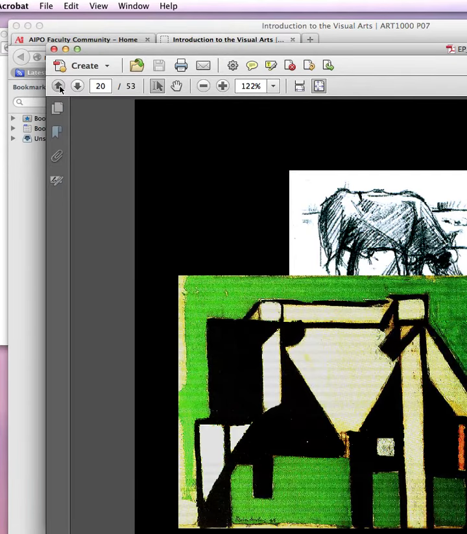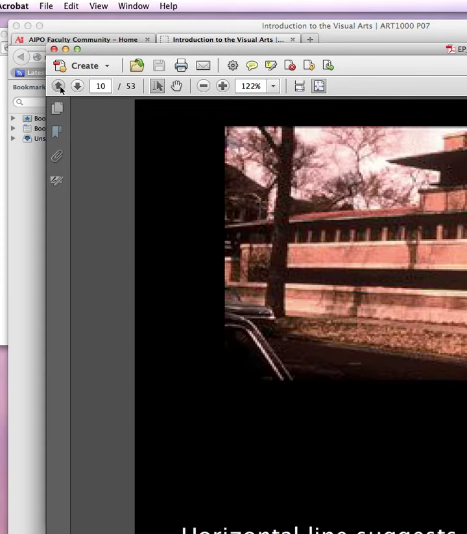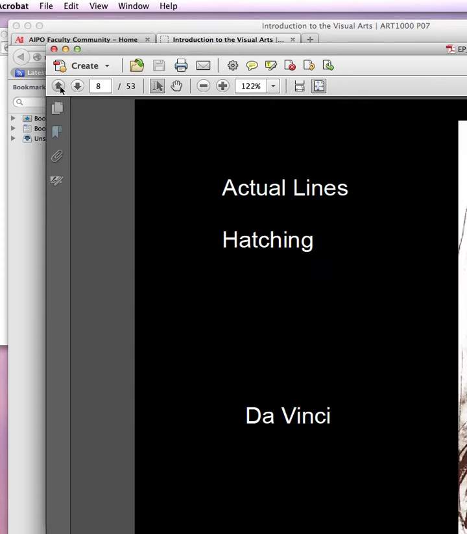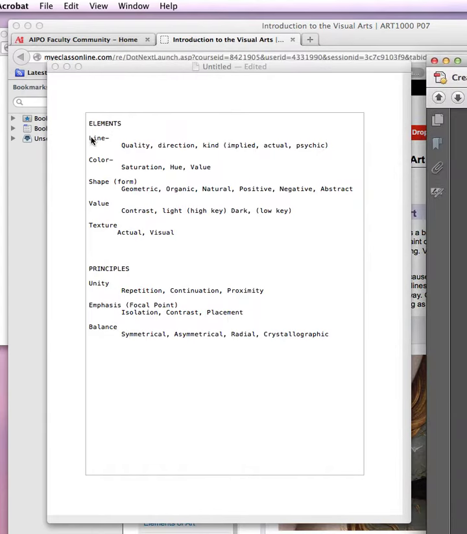And hopefully they'll help you understand a little bit more as we go through this, all right? Now, I'm getting all the way back to line here. And if you'll look at this list right here, when you talk about line, what I want you to understand is the quality of the line, the direction of the line, and the kind of line that it is, all right?